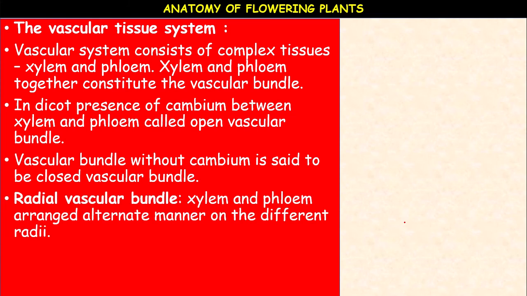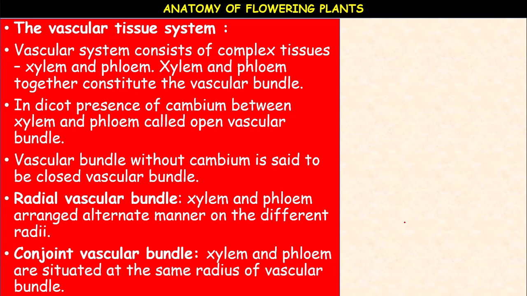One is open type of vascular bundles in which the cambium is present, closed type of vascular bundles in which cambium is absent between the xylem and phloem tissue, and the radial vascular bundles, in which xylem and phloem are arranged in an alternate manner on different radii. And another type of vascular bundle, conjoint vascular bundles. These are the ones in which the xylem and phloem are situated at the same radius of the vascular bundle.